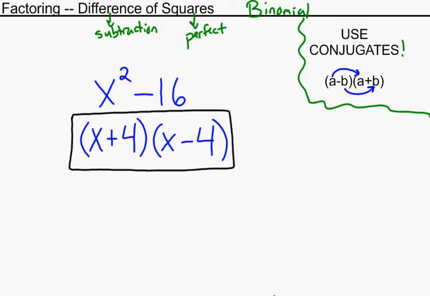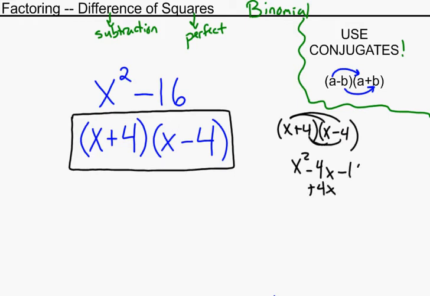Very quickly, just to FOIL that out to prove that I'm correct, so you can see the middle terms cancel out. When I FOIL it, I get x squared minus 4x plus 4x minus 16. So you notice how the middle terms cancel out, and it really is x squared minus 16. So difference of squares is a fast way of factoring any difference of perfect squares.